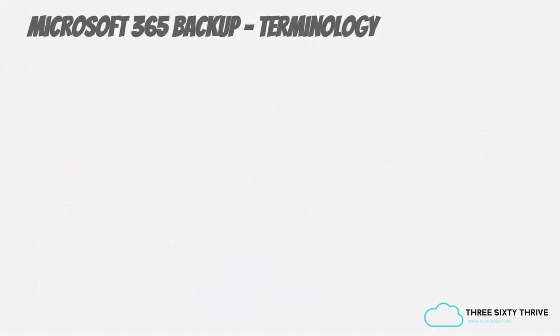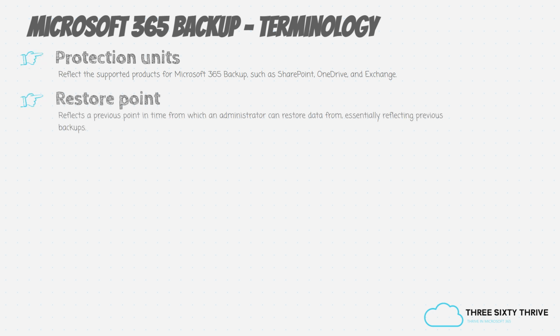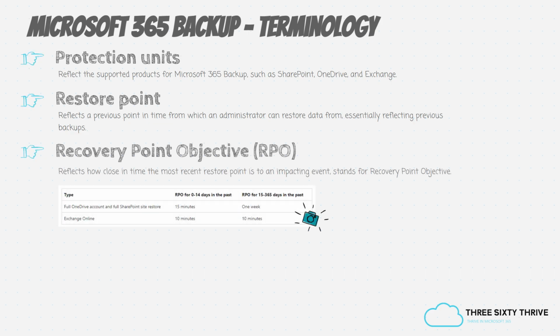Before we delve in, it's probably useful that we understand some basic terminology relating to the service. Protection units reflect the supported products for Microsoft 365 Backup. For example, today we have SharePoint Online, OneDrive for Business, and Exchange Online. Restore point reflects a previous point in time from which an administrator can restore data from, essentially reflecting previous backups. Recovery point objective, or RPO, reflects how close in time the most recent restore point is to an impacting event.